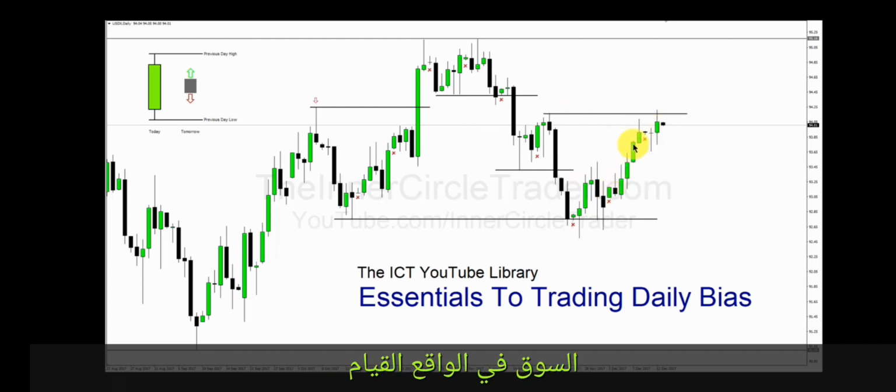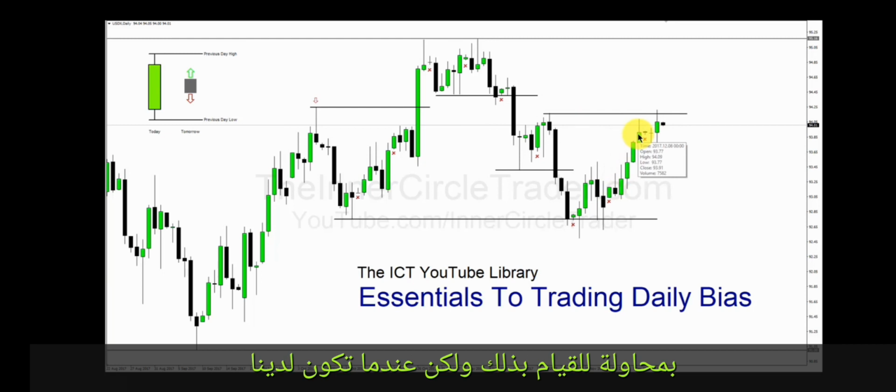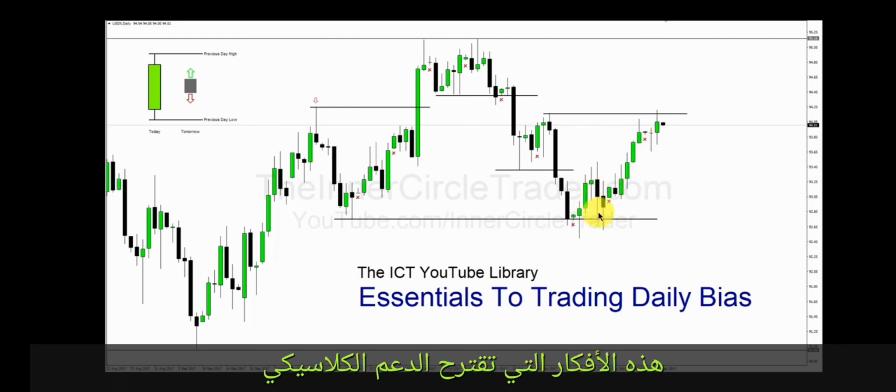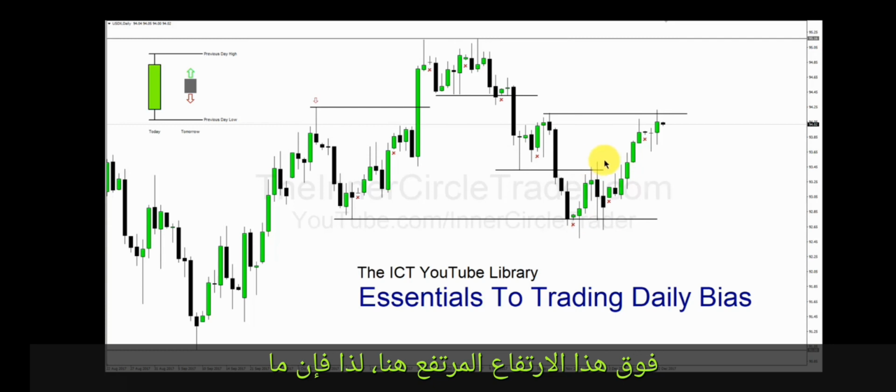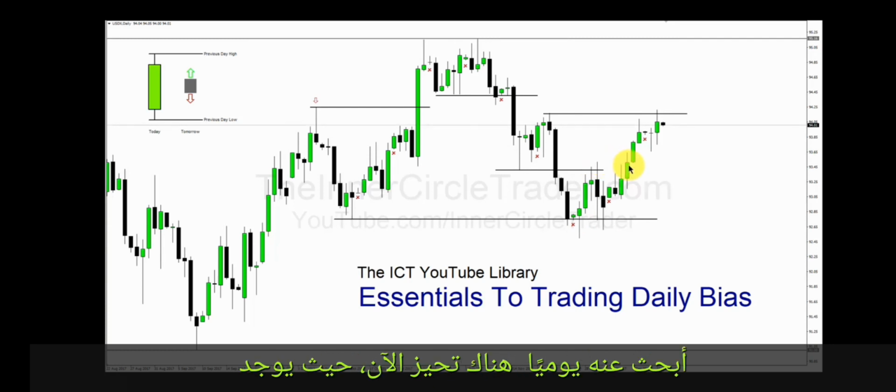The market does in fact try to make an attempt to do that, but when we have these ideas suggesting classic support, short-term resistance, okay, that's what this whole level is here. The market's tried to go through it. One more time, try to get through an old low, and then traded through it. Back above this swing high here. So what I'm going to teach you is this is what I look for daily buys.